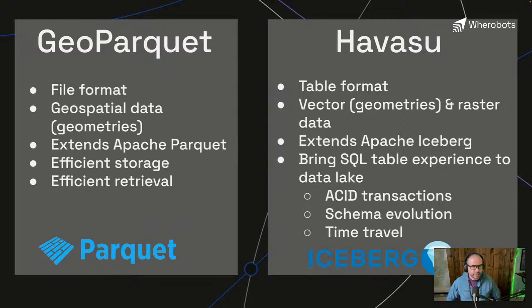Now, the other thing we're going to talk about today is the Havasu table format. With Havasu, we can work with both vector and raster data. And Havasu extends Apache Iceberg. So Iceberg is an open table format.